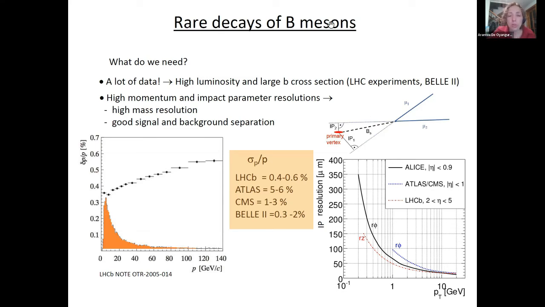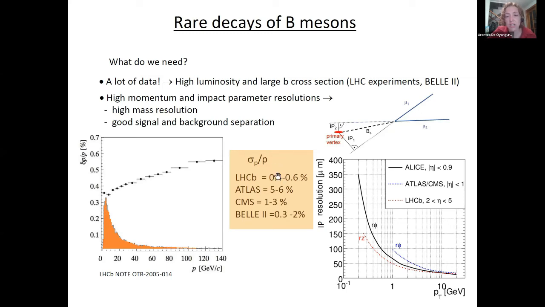So here you have the comparison of the momentum resolution for LHCb, Atlas, and CMS, and also for Belle II. The resolution of the momentum depends on the momentum, so it depends on the range that you are in for your tracks. This is the momentum distribution; the maximum number of tracks that you have is around here, and then depending on this momentum, you have different resolutions.